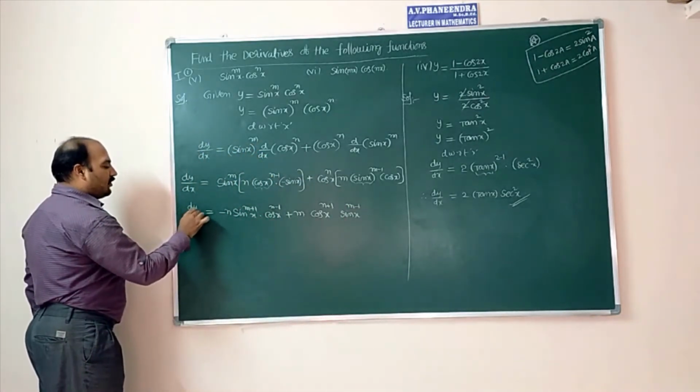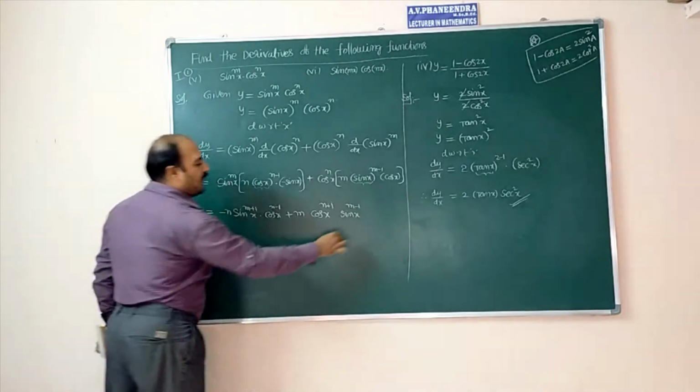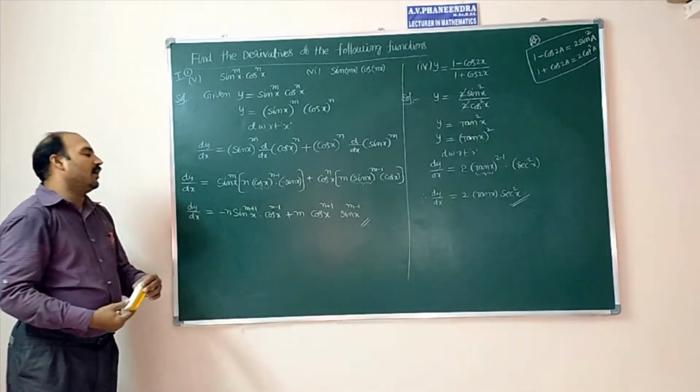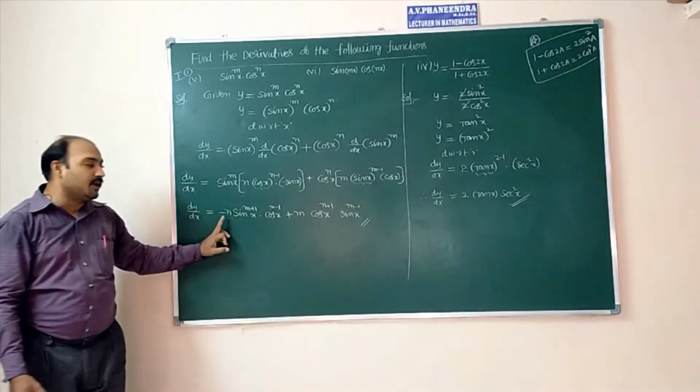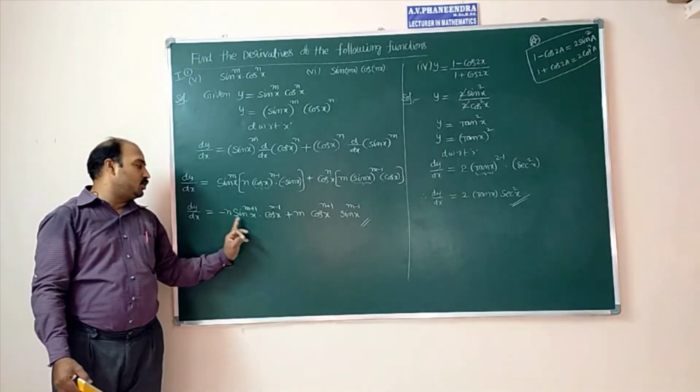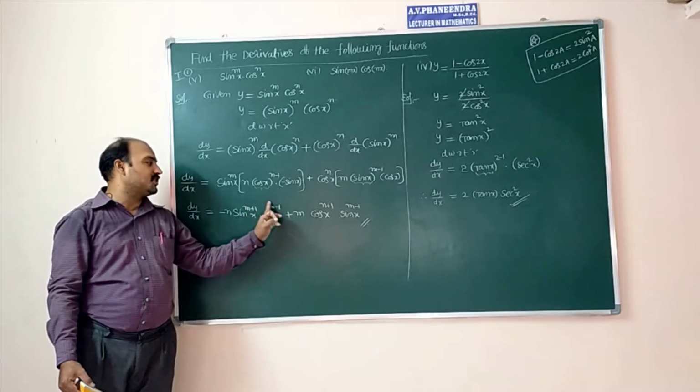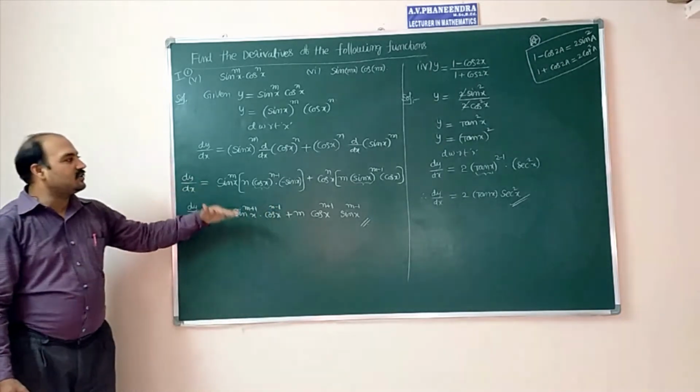Therefore, the value of dy by dx for the given function is m into cos x power n plus 1 into sin x power m minus 1, plus minus n into sin power m plus 1 x into cos x power n minus 1. Like this you have to do that.